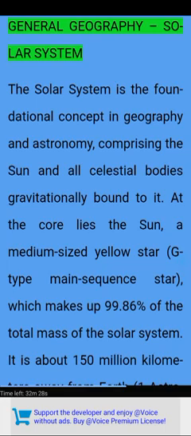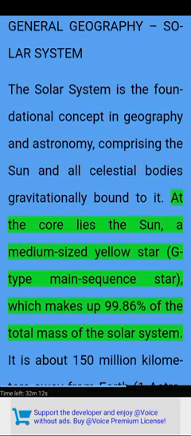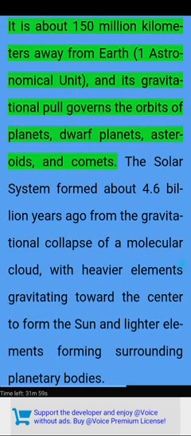General geography, solar system. The solar system is a foundational concept in geography and astronomy, comprising the sun and all celestial bodies gravitationally bound to it. At the core lies the sun, a medium-sized yellow star, a G-type main sequence star, which makes up 99.86% of the total mass of the solar system. It is about 150 million kilometers away from Earth, 1 astronomical unit, and its gravitational pull governs the orbits of planets, dwarf planets, asteroids, and comets.